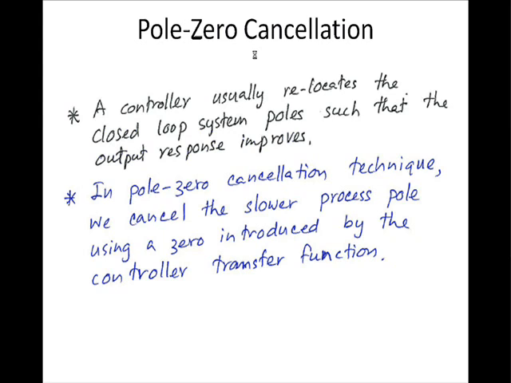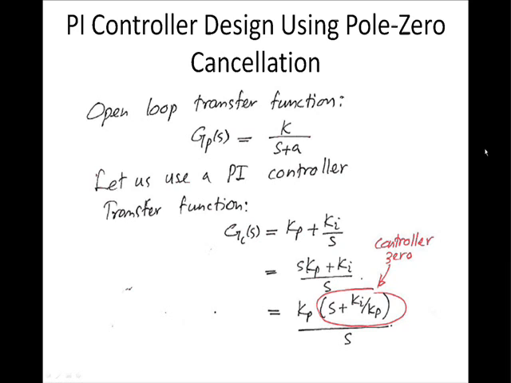And then in the pole zero cancellation technique, what we do is we try to cancel the slower process pole using a zero introduced by the controller transfer function. So that is what we are doing in pole zero cancellation. Now what I am going to show you is how to design a PI controller using the pole zero cancellation technique for a simple first order transfer function like k over s plus a.